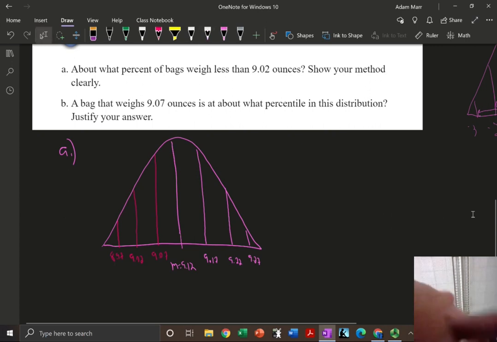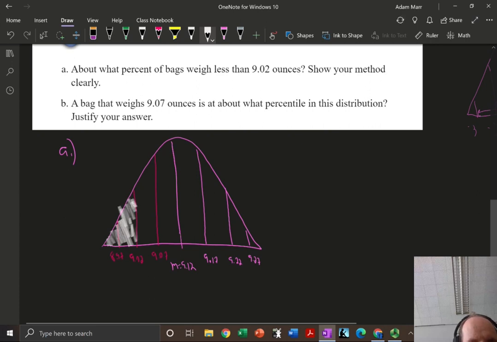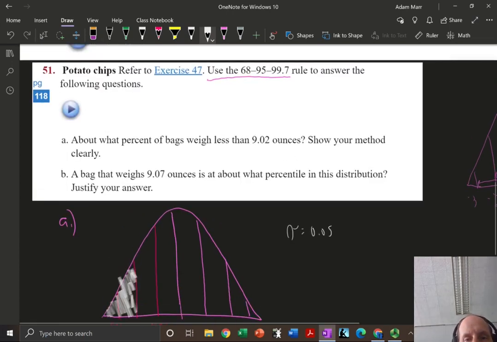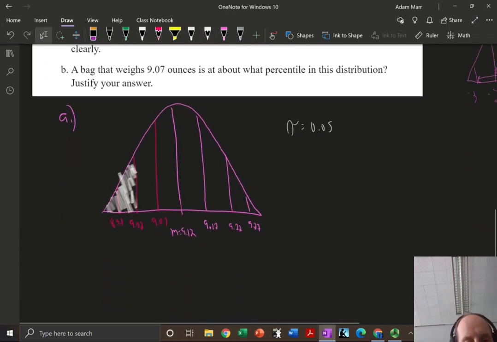So, about what percent of bags weigh less than 9.02 ounces? Now, again, this is normal, so I could conceivably just use normal CDF. The lower is negative 10,000. The upper is 9.02. The mean is 9.12. And the standard deviation is 0.05. But they said please use the 68, 95, 99.7 rule. So let's go ahead and do that.